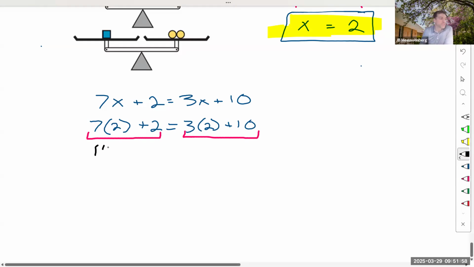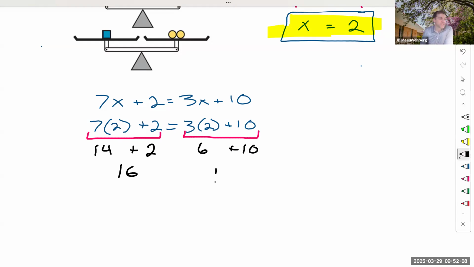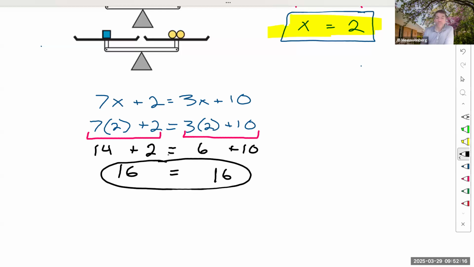7 times 2 is 14, and 14 plus 2 is 16. On the right, 3 times 2 is 6, and 6 plus 10 is 16. There's an equal sign between them. And so what we hope we end up with here is a statement of equality, that those two expressions are equal. And we did. That means it is a true statement. And if it's true, then it means it is a solution.